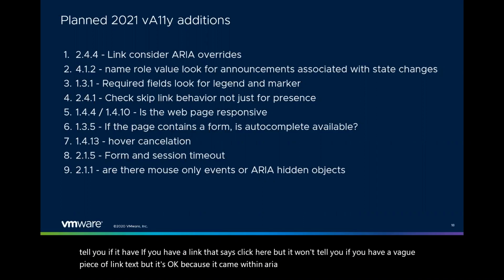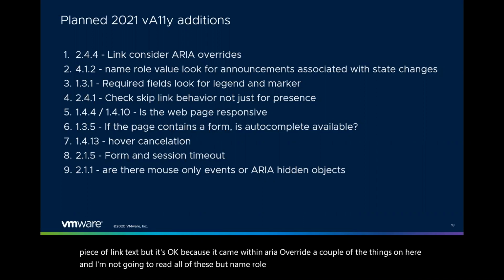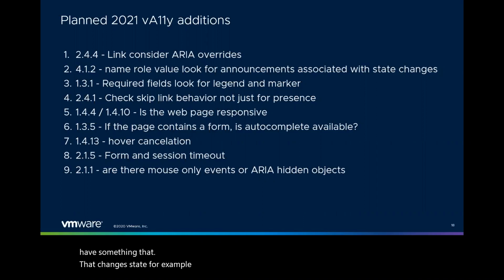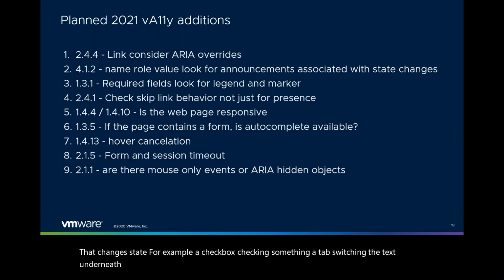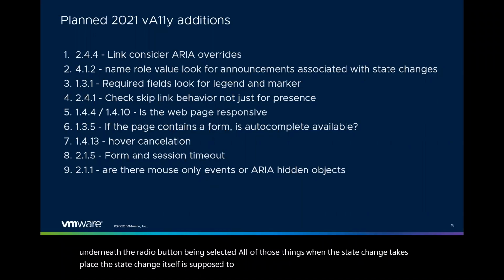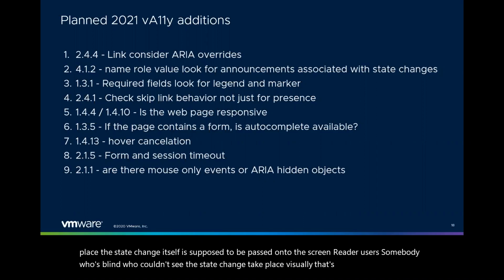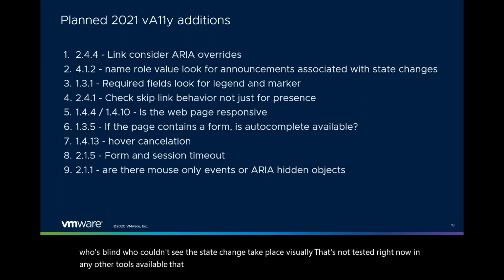A couple of the things on here, and I'm not going to read all of these, but name, role, value. That means if you have something that changes state, for example, a checkbox being checked, a tab switching the text underneath, a radio button being selected. All of those things, when the state change takes place, the state change itself is supposed to be passed on to the screen reader user, somebody who's blind who couldn't see the state change take place visually. That's not tested right now in any other tools available that I'm aware of. And so that was something that we had very high on our list.